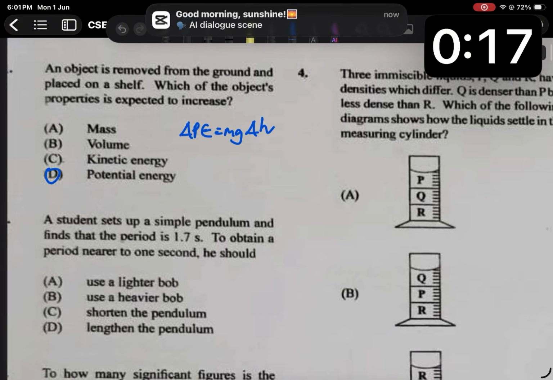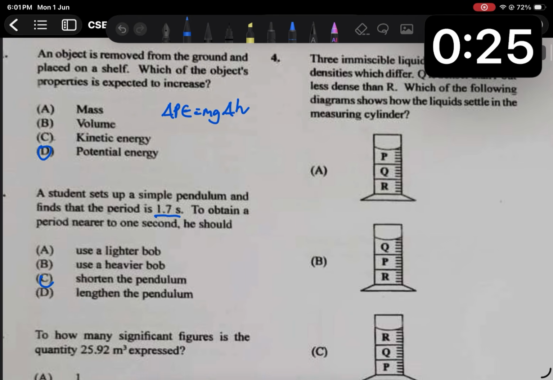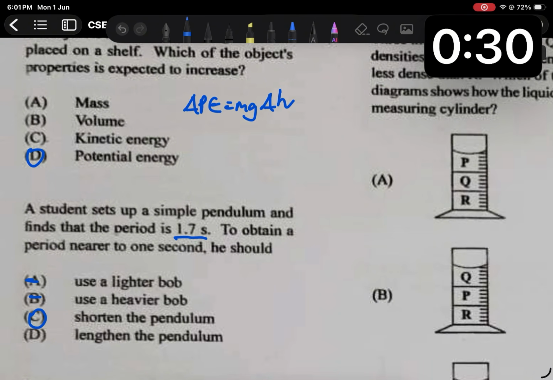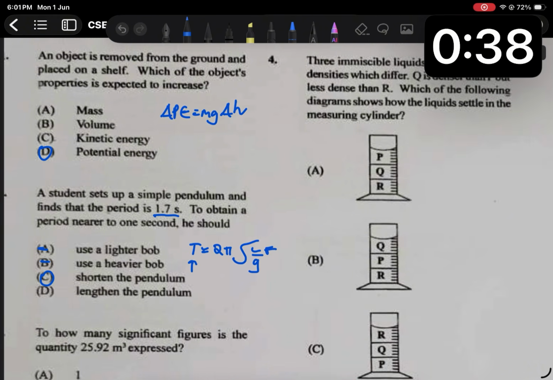A student sets up a single pendulum and finds that the period is 1.7 seconds. To obtain a period nearer to 1 second, he should shorten the pendulum. Using a lighter bulb or a heavier bulb wouldn't affect it. And the formula for finding the time period is 2 pi square root of length over g. So a shorter length would give you a shorter period.